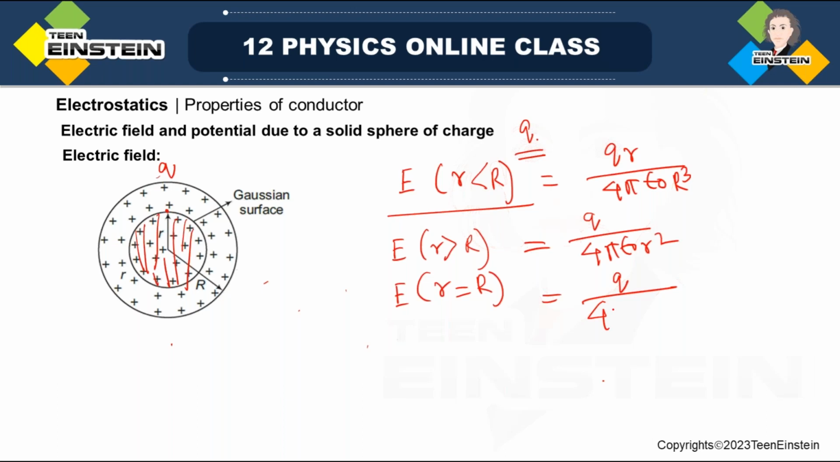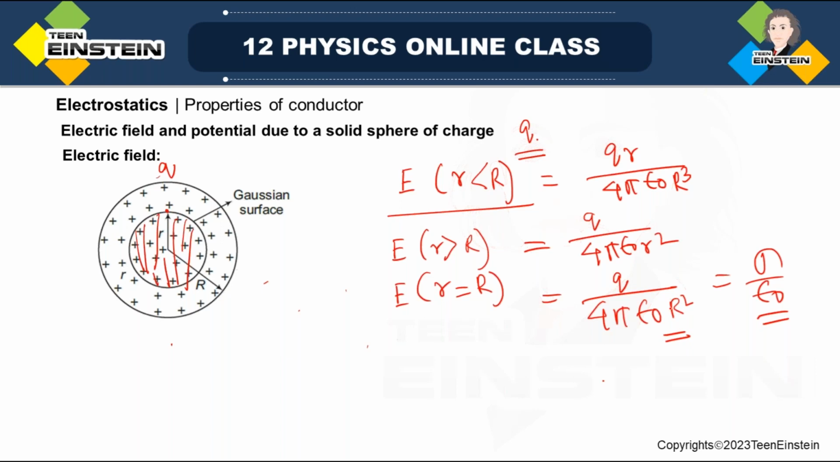So you can see this is Q by 4 pi epsilon naught R square, and this is just like earlier, sigma by epsilon 0, isn't it? Just on the surface or just outside the surface, it is sigma by epsilon 0 anyway. So on the surface it is a constant value, or actually the maximum value.